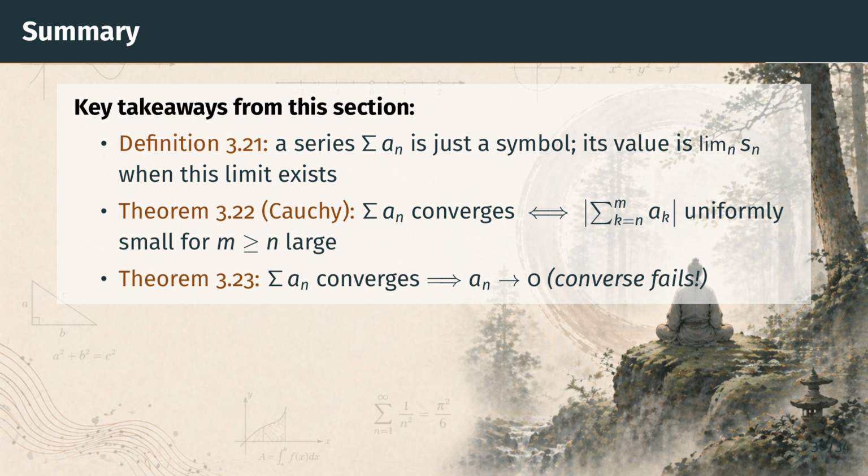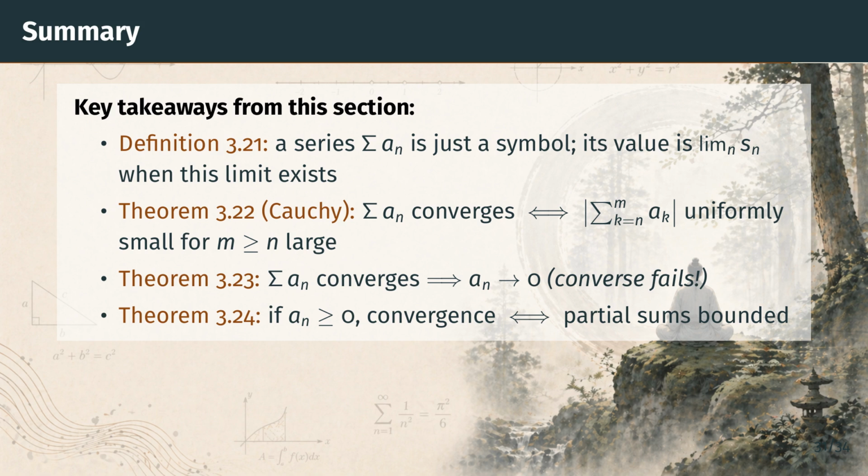But beware, the converse is false. The harmonic series, with general term 1 over n, has terms that obviously go to 0, yet its partial sums march off to infinity. Vanishing terms are necessary for convergence, not sufficient. Theorem 3.24 specializes to series of non-negative real terms. There, the partial sums are monotonically non-decreasing. So by the monotone convergence theorem for sequences, convergence reduces to boundedness. This single observation turns convergence into a quantitative bound.